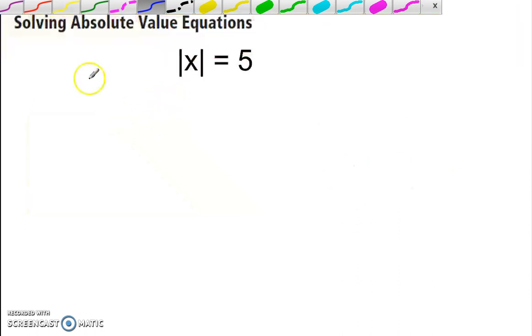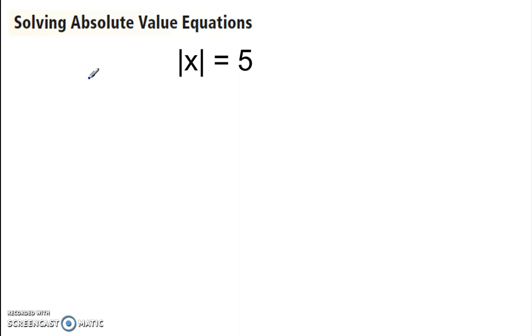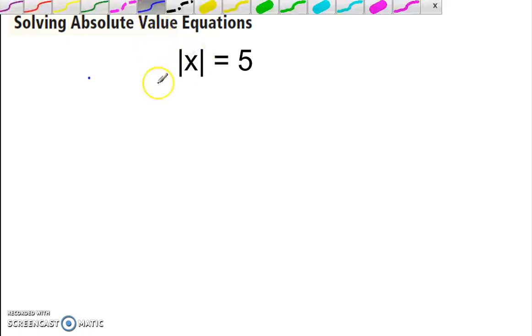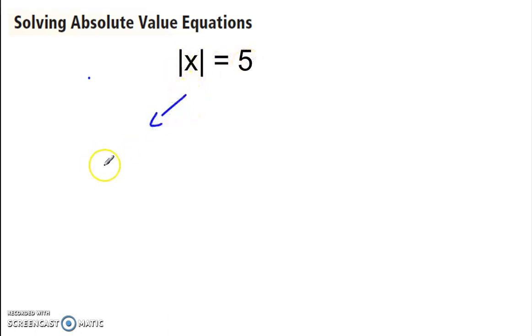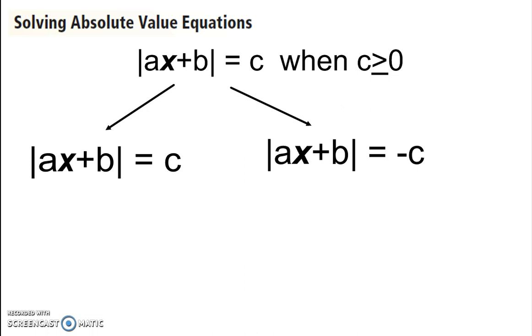Okay. Now, when you're solving absolute value equations, remember that if the absolute value of x is 5, then we have two different situations. x could be positive 5, but x could also be negative 5. Right? Because both positive 5 and negative 5 have an absolute value of 5. So when you are solving, you have to consider both these cases.